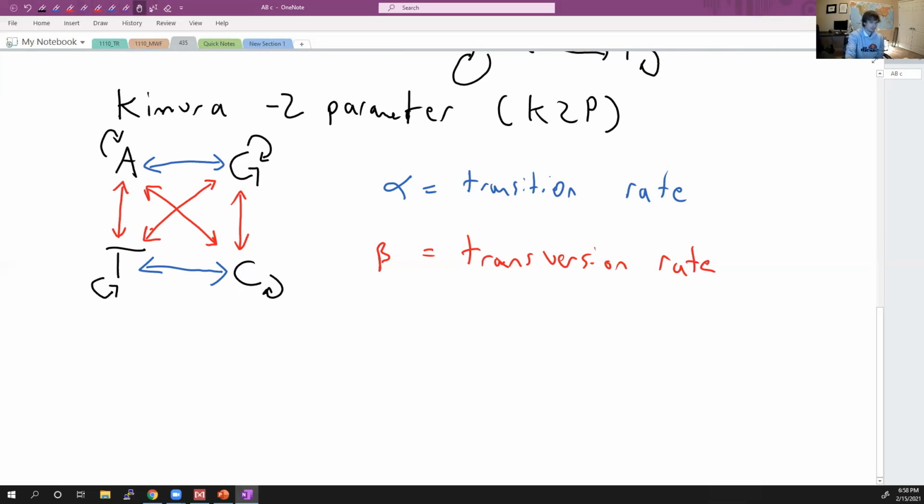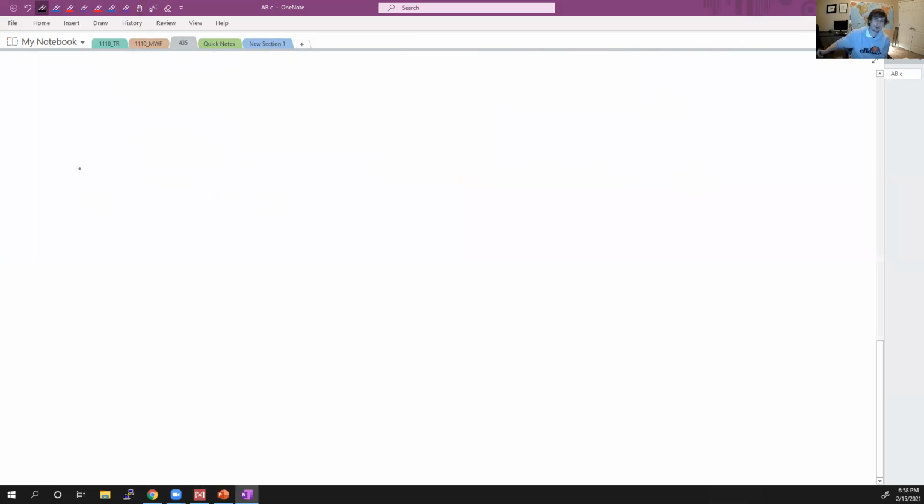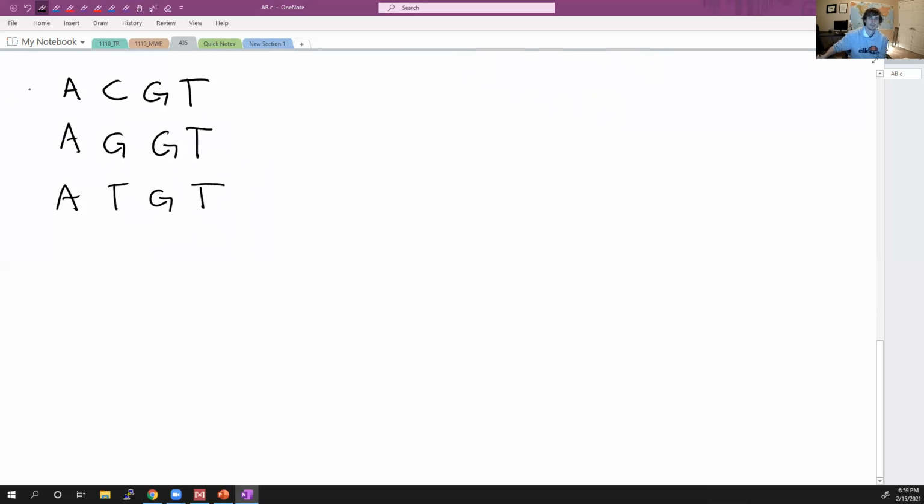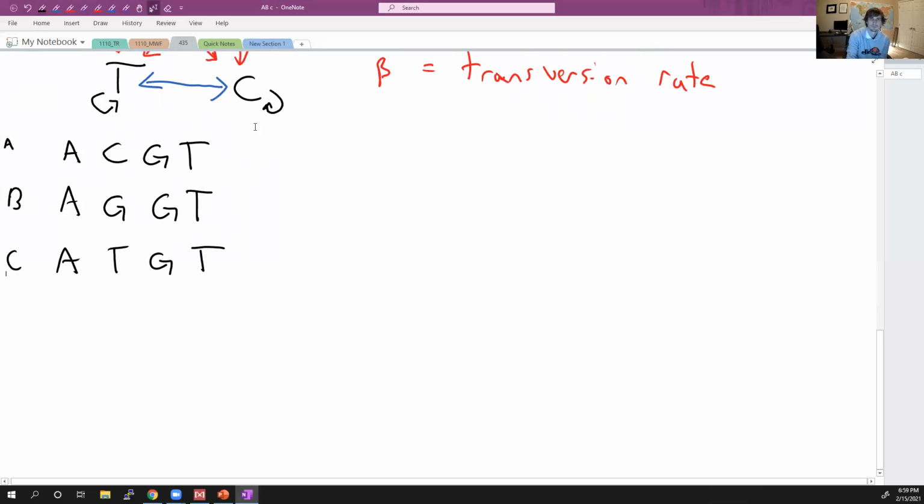So for example, let's revise this a little bit, and look at 3 sequences. Let's say again, ACGT, and then AGGT, and ATGT. So that's A, B, and C. These are animals, or these are our sequences that we care about.